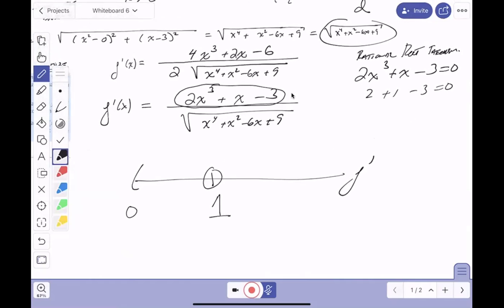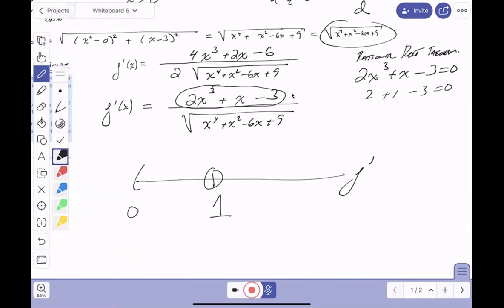And I'm going to take a test point. What's a good test point after 1? I would say maybe like 2. If you plug in 2, what would you get? You definitely get a positive number. What does that mean? That means f is increasing.